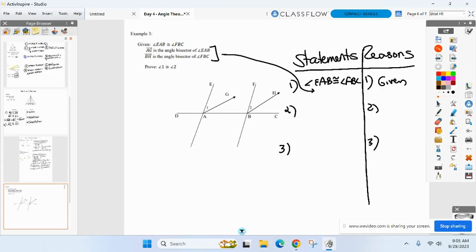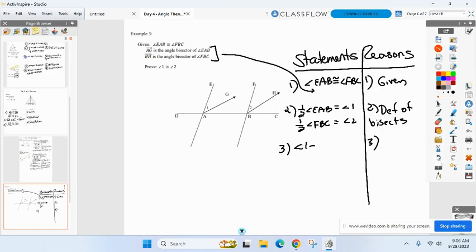The middle step you needed was what you're taking half of. So each of these angles that are congruent, EAB and FBC, you needed to take a half of and call it probably 1 and 2. I don't want to call it GAB or HBC. It's not involved in the proof. So angle 1, angle 2, that's definition of bisects, not halves of equal quantities. And then you finish it off with 1 congruent to 2, halves of equal quantities are equal.